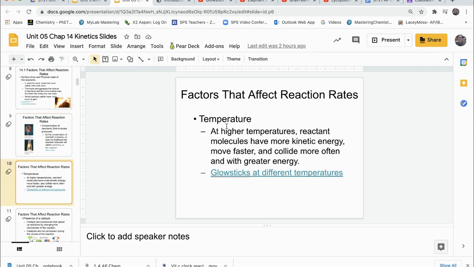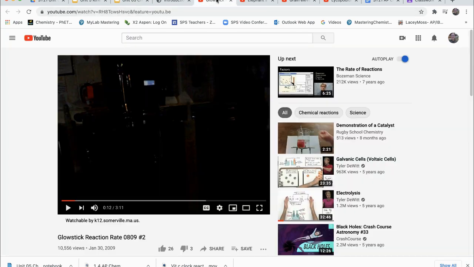All right, the next factor that affects reaction rates is temperature. So at higher temperatures, the molecules are going to have more kinetic energy. They will move faster. They will collide more often with greater energy. And so here's a demonstration with glow sticks. Glow sticks are really fun.